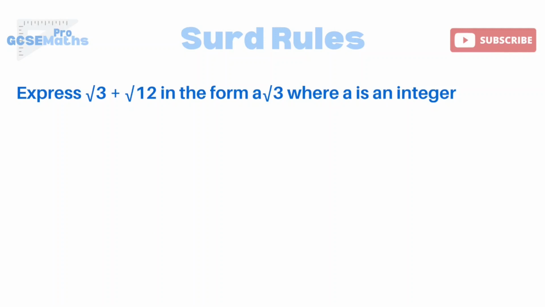Okay, so this is still the same thing, but I just wanted to show you that they more likely are going to word it like this in your exam. So it says express root 3 plus root 12 in the form a root 3, where a is an integer. Now, effectively, it's just saying add these two together. But I think a lot of people will get thrown by the wording of the question. Just focus on this, just add them together to start with.